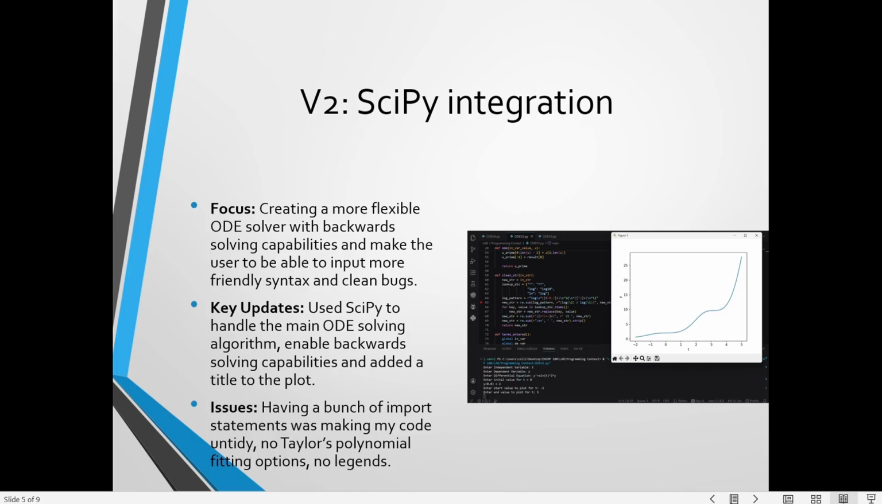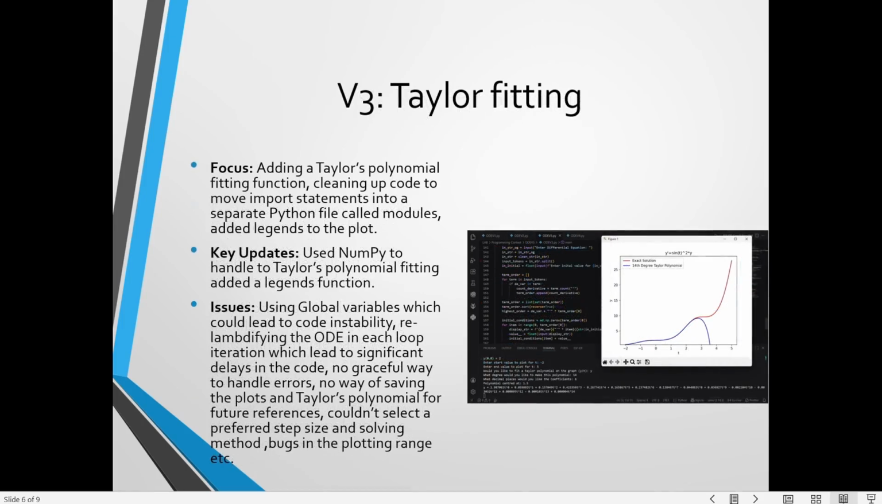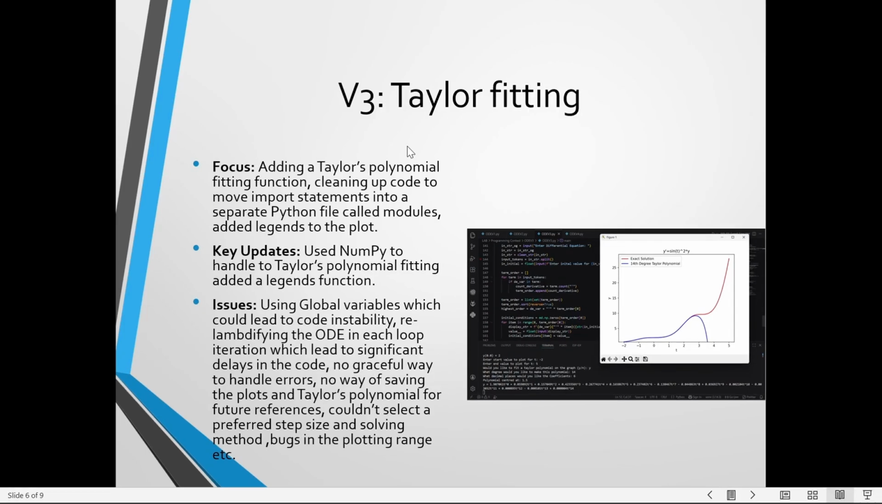But some of the issues I was still having with this code were that the bunch of import statements I had at the beginning of the code was making the code a bit untidy. And I also wanted to add a tailored polynomial fitting option. So on to version 3. For this version, the main improvement I made was adding a tailored polynomial fitting option in which the user gets to enter the degree and precision they want the tailored polynomial fitted, and this automatically fits the tailored polynomial onto the curve.